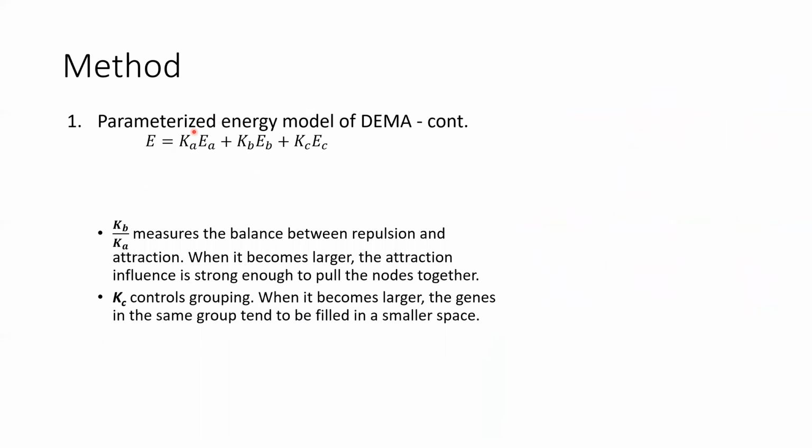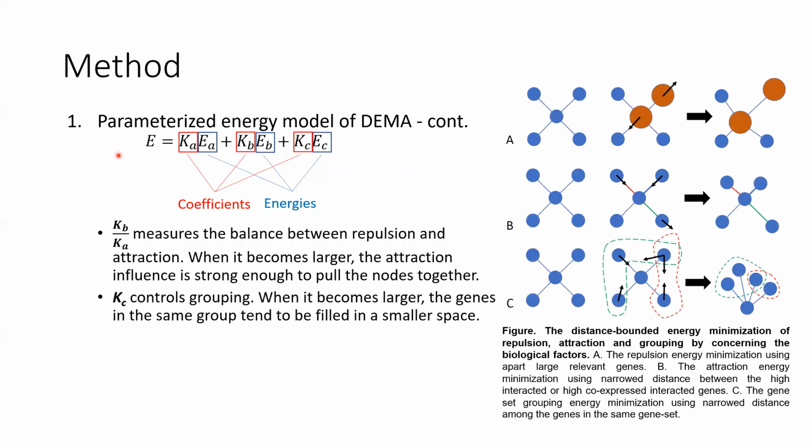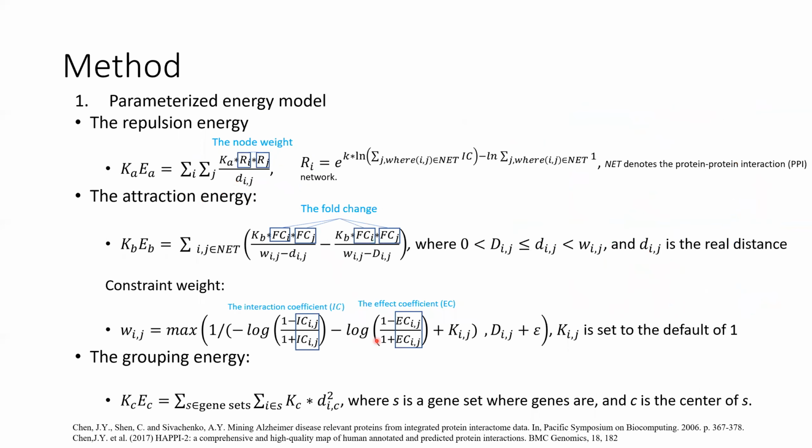In the parameterized energy model, we formulate the three energies mentioned before. In this grand energy function, we have EA, EB, EC denoting repulsion energy, attraction energy, and grouping energy. We also have Ka, Kb, Kc to control their coefficients. Kb versus Ka measures the balance between repulsion and attraction. When it becomes larger, the attraction influence is strong enough to pull the nodes together. Kc controls grouping. When it becomes larger, the genes in the same group tend to fill a smaller space.